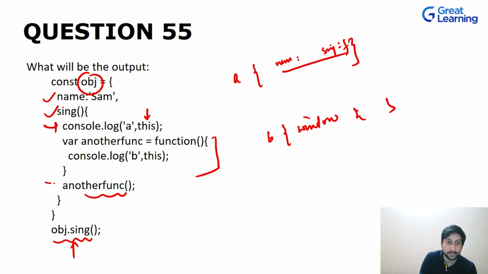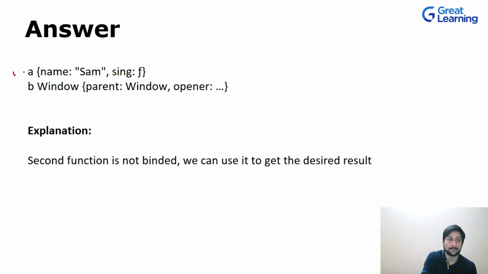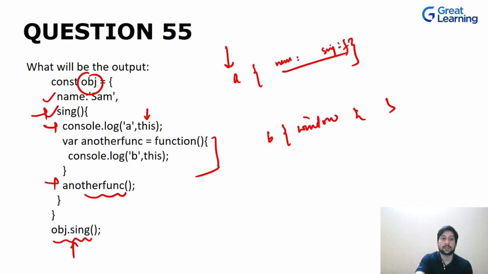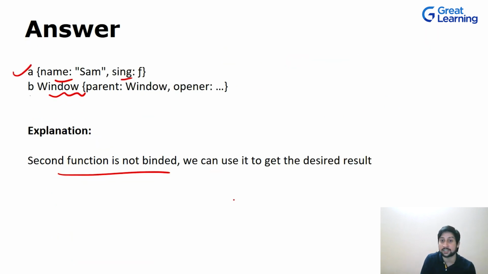The window object is calling this function, even though it is inside this sing, which is called by this object, that is your obj. So the output will be A, that is the object calling this, which has the name and sing method, but B is called by the window object. Now in order to get the output where this function is called with this object, we have to bind it. The second function is not bound, and that is why we are getting the window as the second object that is calling the second function inside the sing.